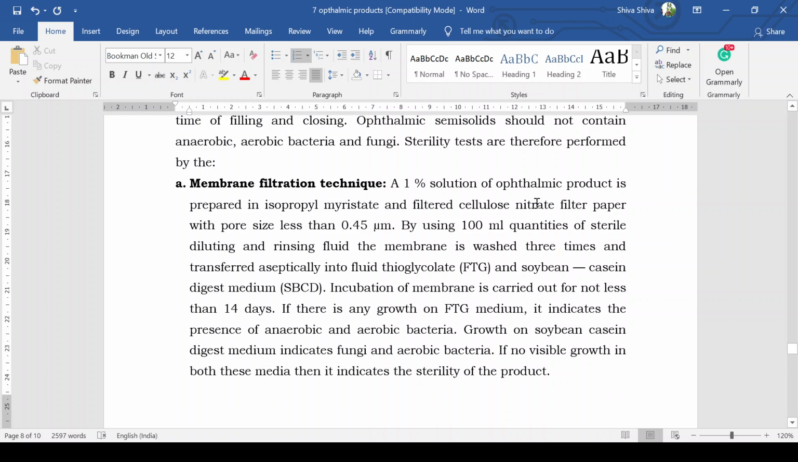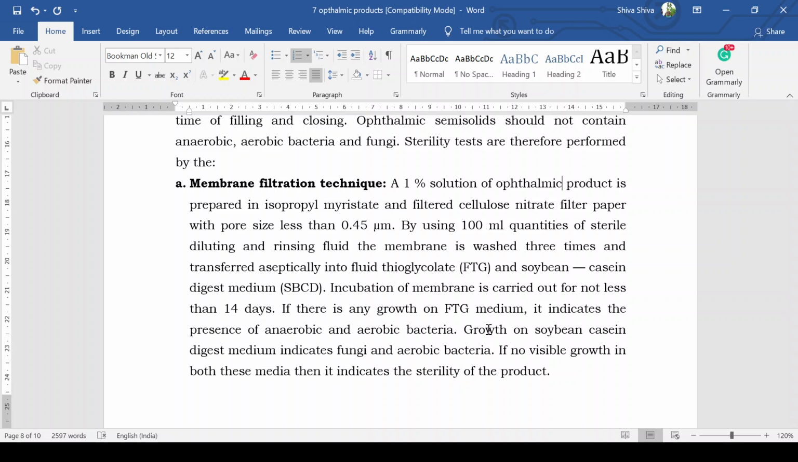A 1% solution of ophthalmic product is prepared in isopropyl myristate and filtered through cellulose nitrate filter paper with pore size less than 0.45 micrometer. By using 100 ml quantities of sterile diluting and rinsing fluid, the membrane is washed 3 times and transferred aseptically into fluid thioglycolate and soybean casein digest media. FTG stands for fluid thioglycolate media and SBCD for soybean casein digest media. Incubation of the membrane is carried out for not less than 14 days.